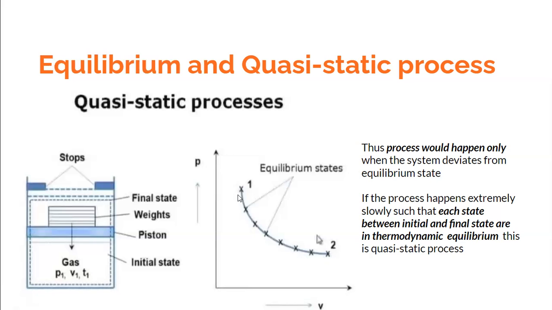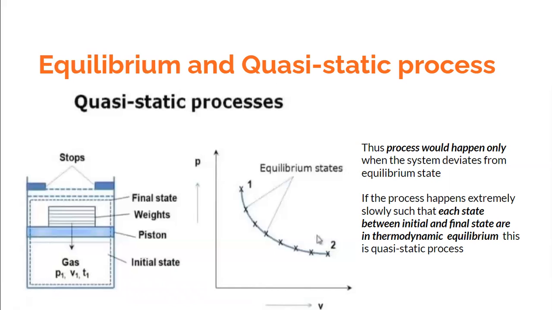Now, how can this be visualized? We need to do a thought exercise. We can imagine the weight on this piston comprising infinite slices. You just break this weight into infinite slices, and you imagine that these slices are removed step by step. Let us say you remove a very small, infinitesimally small slice. When you do that, the system would experience a small change and move to, say, 1 dash, and that 1 dash is approximately at 1, and that 1 dash is in thermodynamic equilibrium. Okay, so we just need to do a thought exercise.